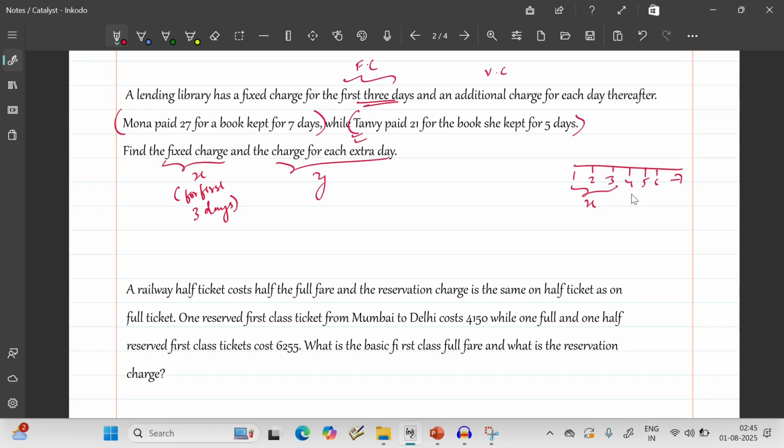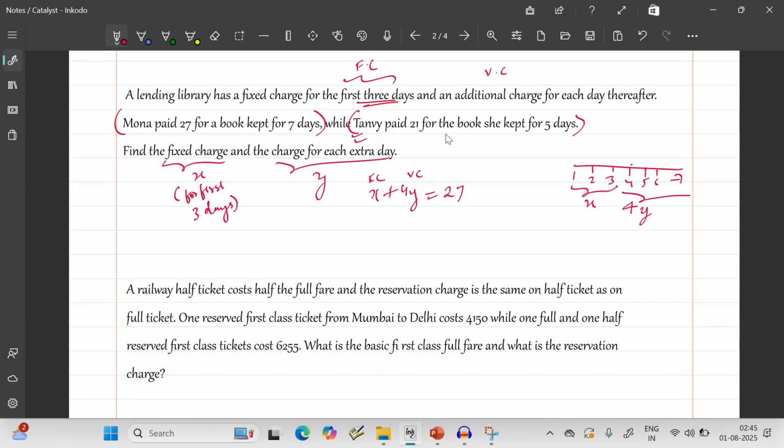And for the remaining days, how many days are remaining? 4, 5, 6, 7. 4 days are remaining. So for the 4 days, what is the charge? For per day, the charge is Y, right? After 3 days. So for 4 days, it will be 4Y. So X plus 4Y, this is the fixed charge, plus the variable charge gives me 27 rupees.